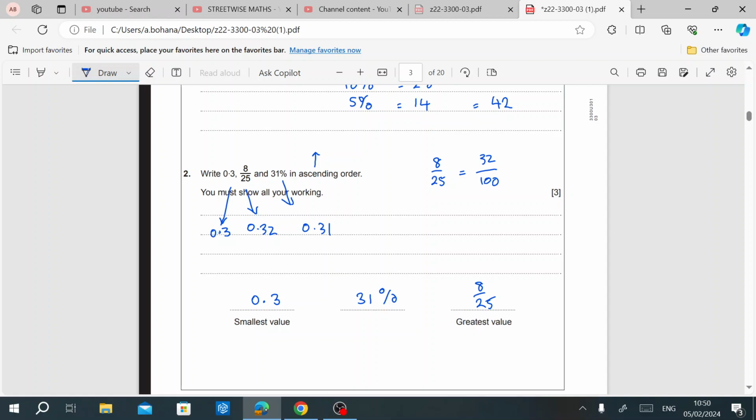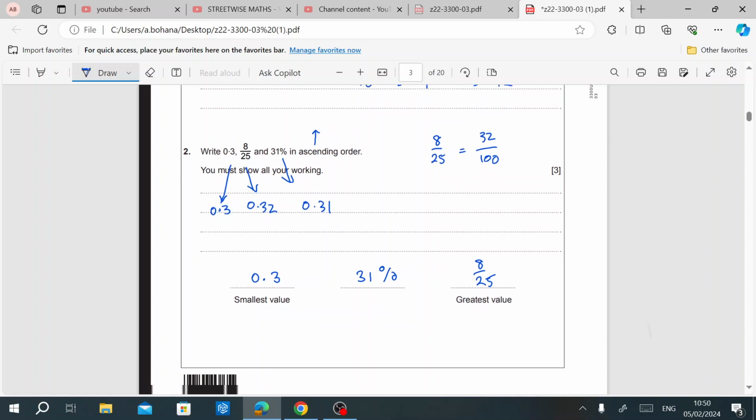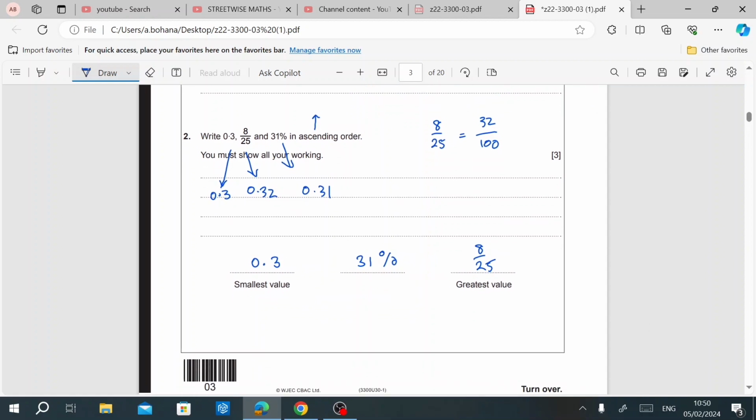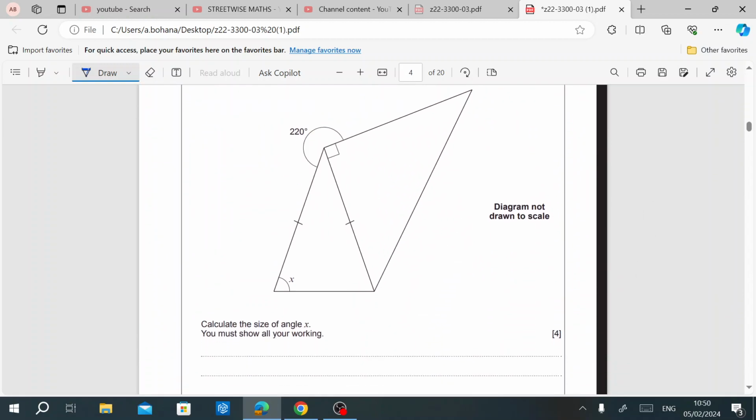I don't think it matters if you forget and just use the decimals in your answer. I'm pretty sure they will allow that, okay? As long as you show the working out of the conversions. Right, so moving on. Question 3.